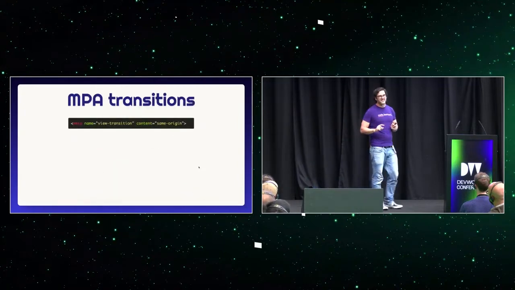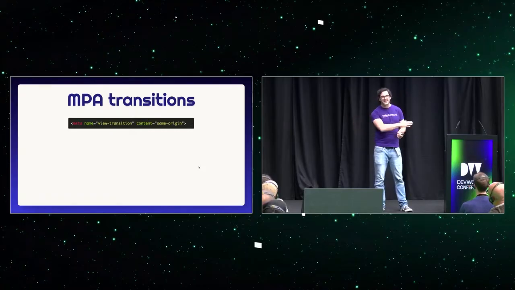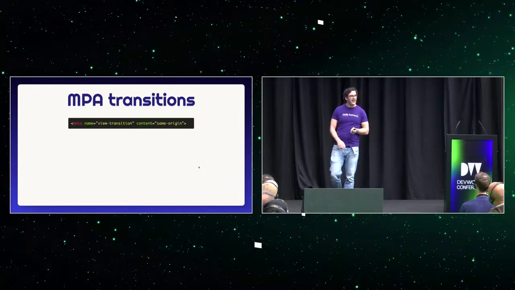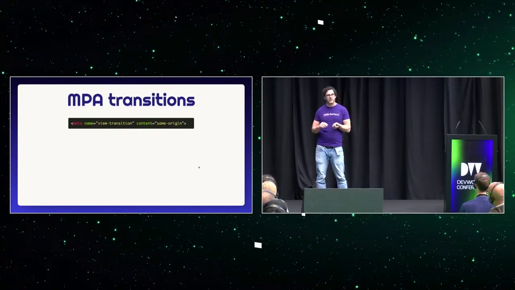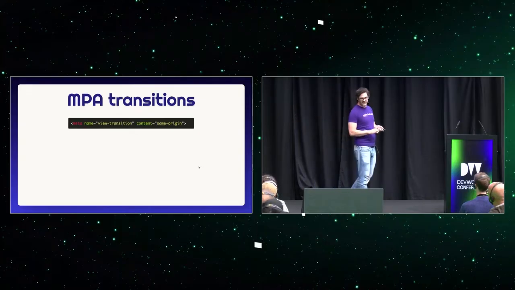Multi-page application transitions start even simpler. We don't need a function. We don't need anything. Much like in the Internet Explorer days, we just need a meta tag. In this case, the meta tag is view transition. The content is same origin. Same origin is all we can do right now, although there are investigations into whether cross-origin transitions can be achieved.